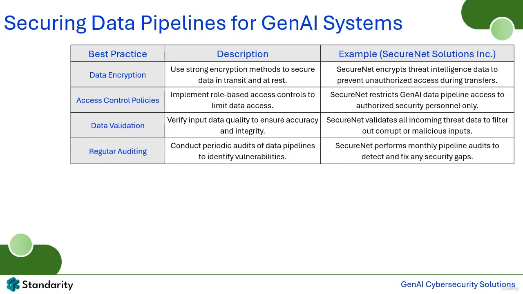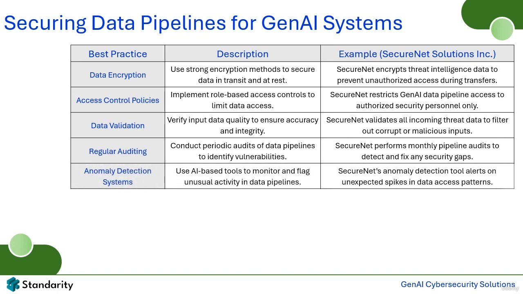Regular auditing further strengthens data security. By conducting monthly pipeline audits, SecureNet identifies and addresses vulnerabilities before they can be exploited. Anomaly detection systems, powered by AI, monitor the pipeline for unusual activity, such as spikes in data access patterns. SecureNet's system has flagged and prevented several potential breaches using this approach.